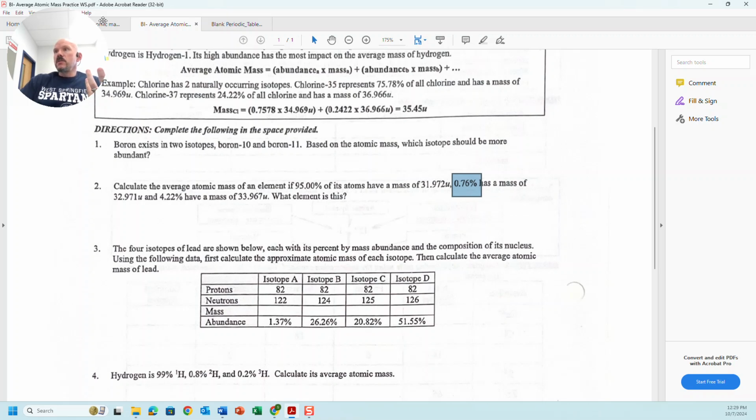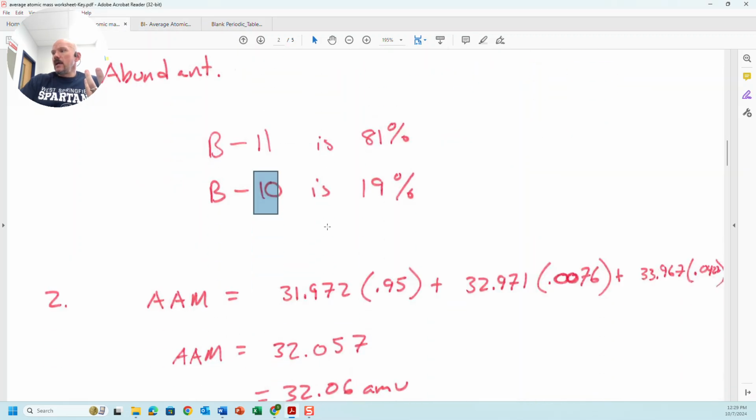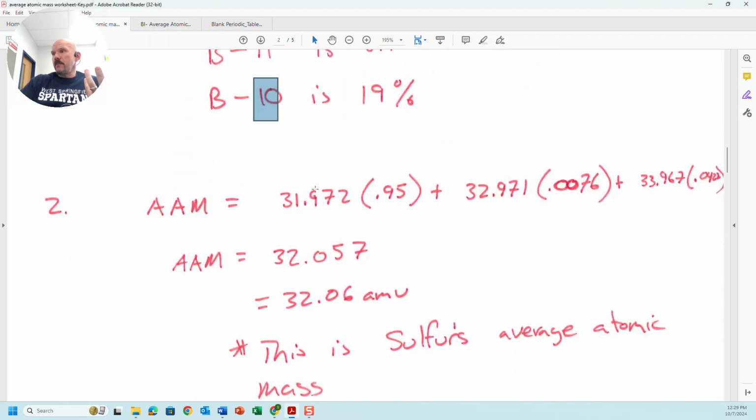All right, so if we look at it, here would be the setup. So I took the first isotope, multiplied it by 95%, so 0.95, that times 0.0076, and then that times 0.0422. You add them all up, and you end up with 32.057. My rule is we go to 2 decimal places. That's what they do in AP chemistry, and essentially that's what we do basically all the time.